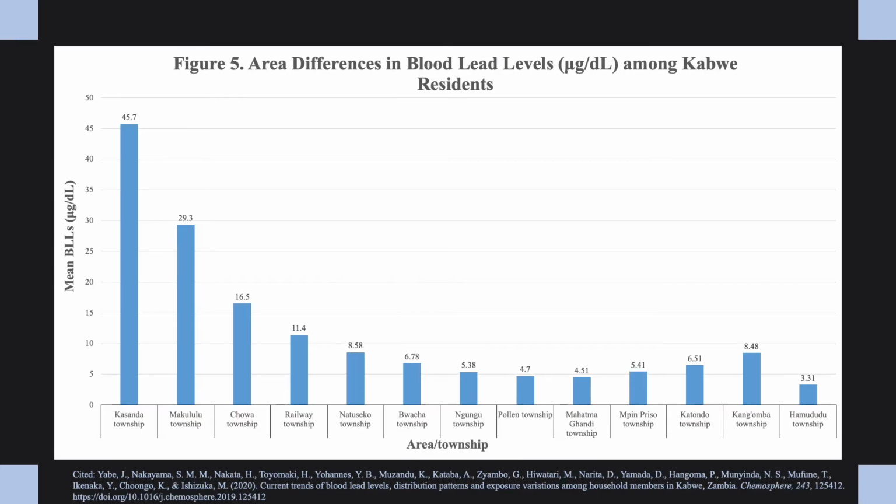In order to fully understand the lead exposure patterns in Kabwe, differences in blood lead accumulations in residents from the 13 townships were compared in this figure. Residents in Kasanda Township, with a mean blood level of 45.7 micrograms per deciliter, accumulated higher blood levels than residents in the other 12 locations. Makululu Township had the second highest mean blood level, followed by Chowa and Railway Townships. Similar but lower blood levels were recorded in the residents from the remaining 9 townships.